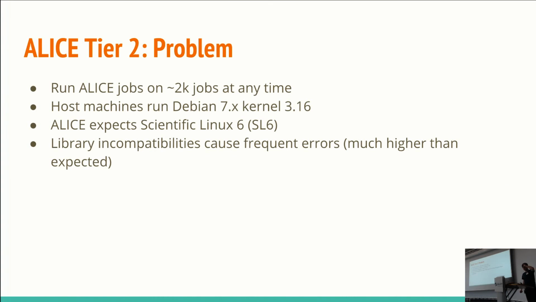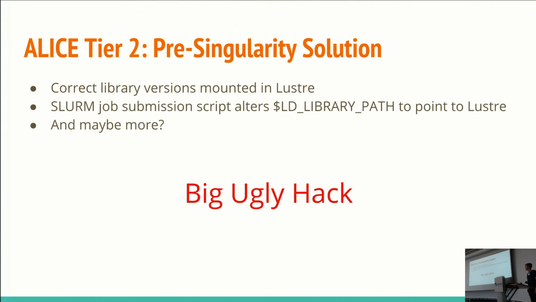So the big problem with that is that there were a bunch of library incompatibilities between Scientific Linux 6 and Debian 7.x. So in order to fix that, we mounted some correct library versions in Lustre. Then our Slurm job submission script actually got intercepted by some other script, which mauled LD_LIBRARY_PATH to point to unknown locations. They told me that more stuff was going on. Actually, I stopped paying attention because I had no idea what was going on at this point. The main point to get out of this was just a big, ugly hack in every way possible, and it was horrible.